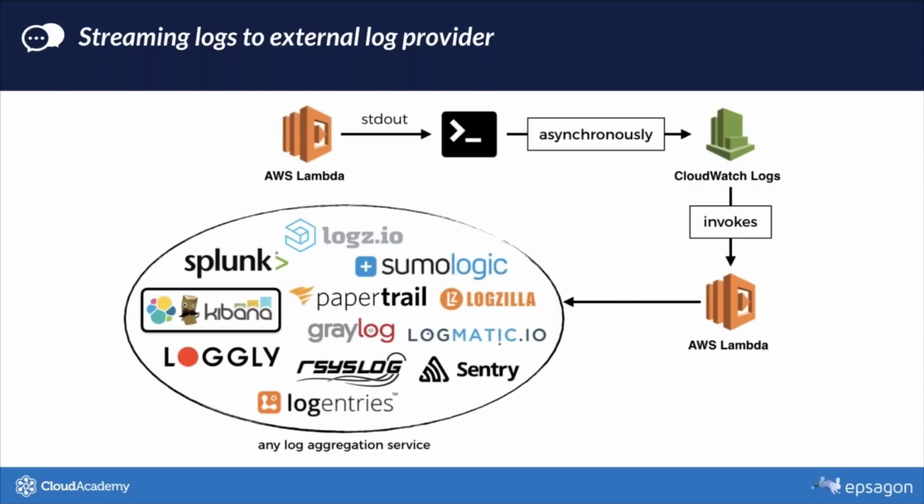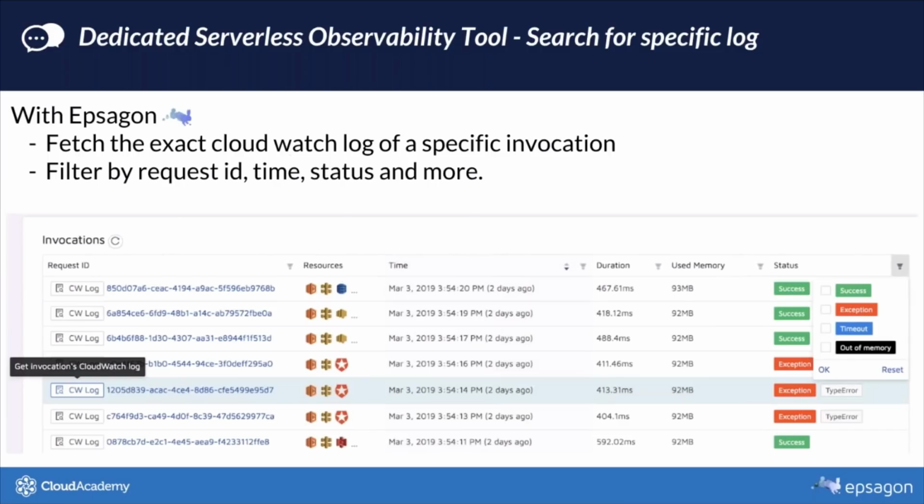In Epsagon, we also try to tackle this issue and make it more convenient for everyone. In our function screen, we show invocations, and for each invocation you can jump to the exact CloudWatch log. For each invocation you also see the time, duration, and used memory, so it's much easier to navigate and look for a specific issue at a specific time frame or a specific performance, and then get the CloudWatch log instead of sifting your way through log groups and log streams. It makes it much easier.